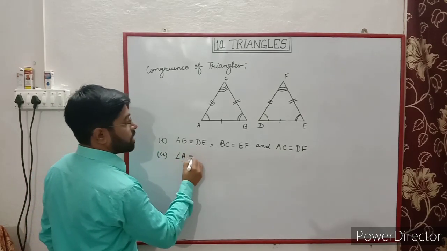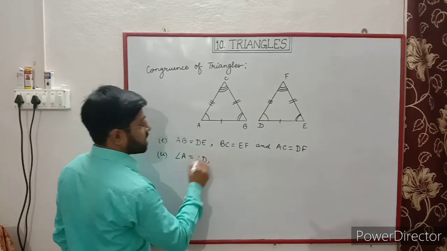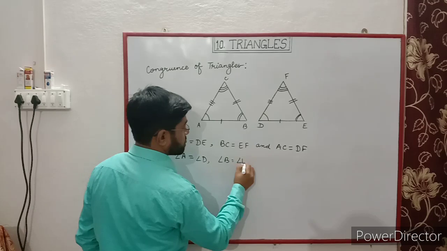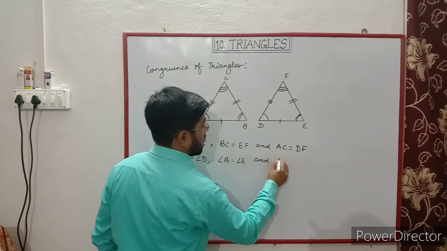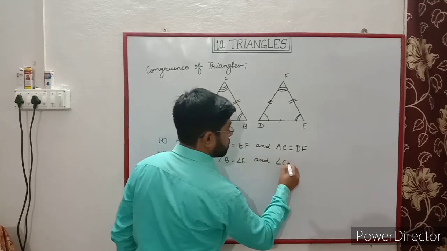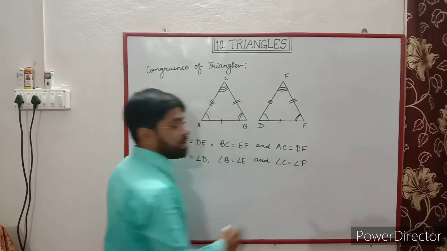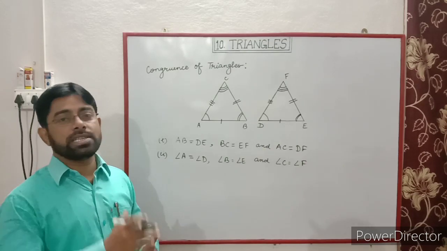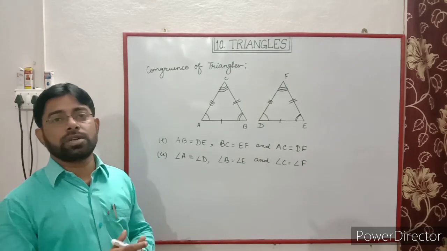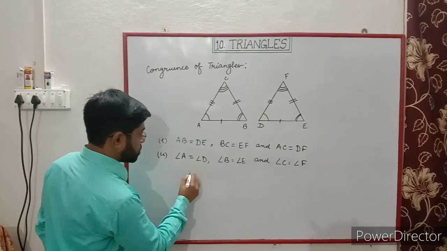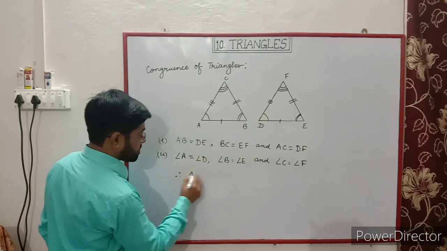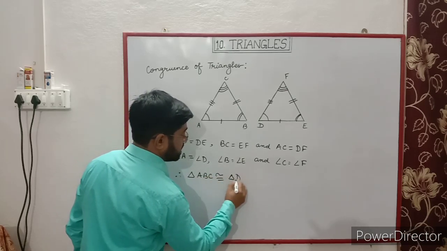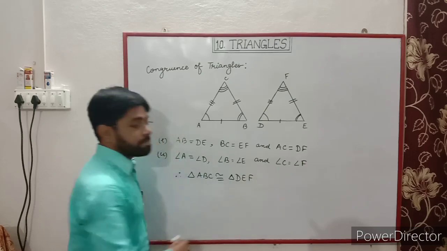Angle A is equal to angle D, angle B is equal to angle E, and angle C is equal to angle F. So we can say that two triangles are congruent if their corresponding sides are equal and their corresponding angles are equal. So triangle ABC is congruent to triangle DEF.